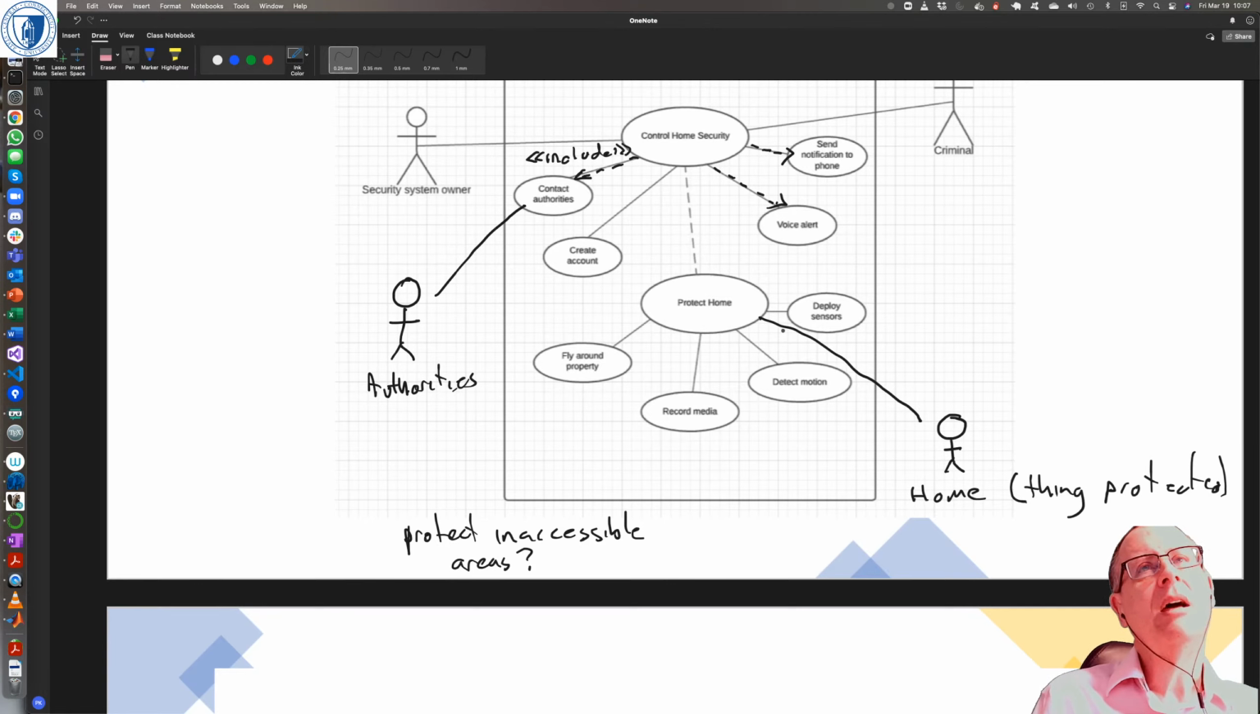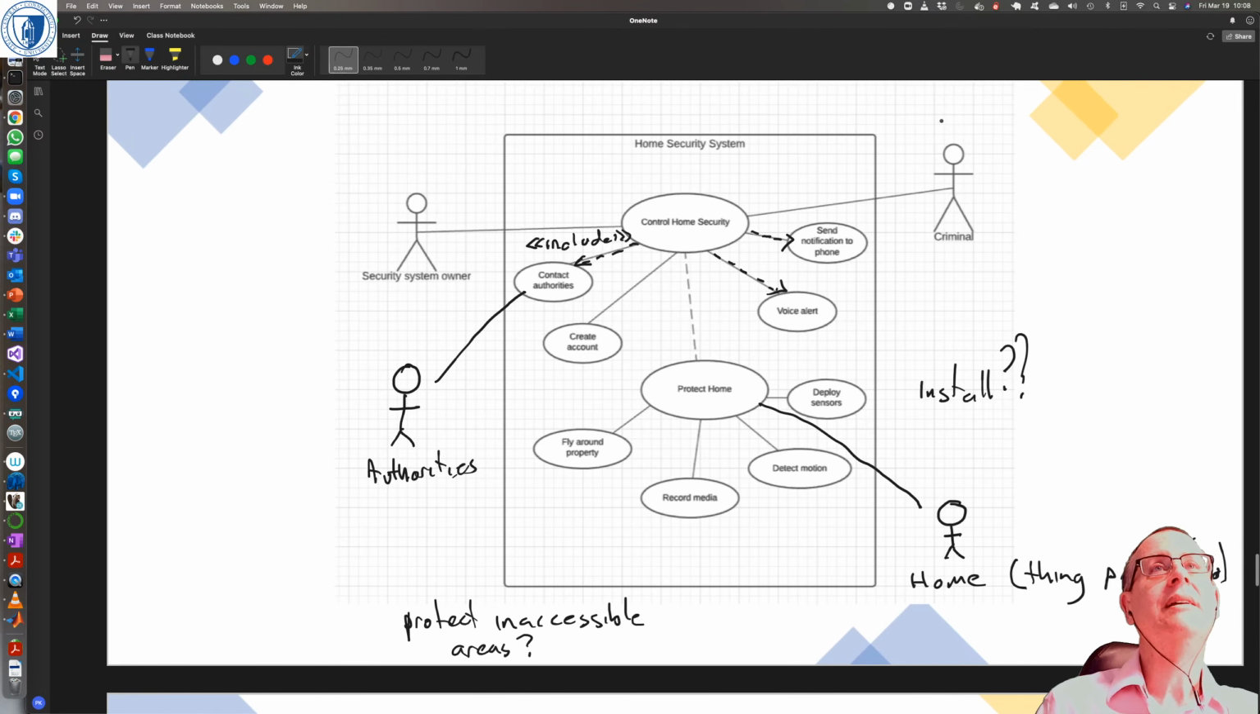I'm not sure about deploy sensors. The fly around the property may be more like deploy sensors, right? That's what the drone is doing. It's using its sensors to fill in gaps on the home mounted sensors, the static sensors. I'm not sure whether deploy sensors is something that the Protect Home would do. I certainly think you may need to install sensors, right? And maybe that's what you meant by deploy. But I'd have to think about that. So again, maybe install, right?